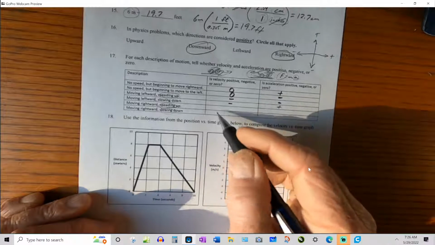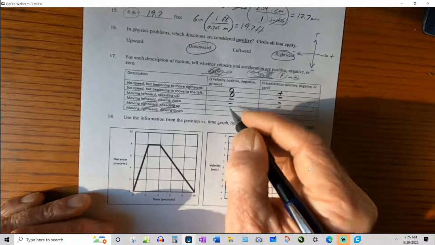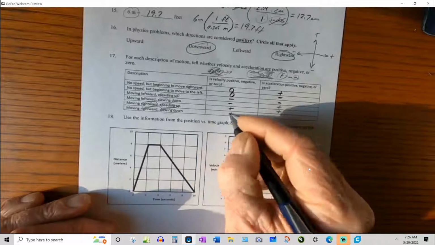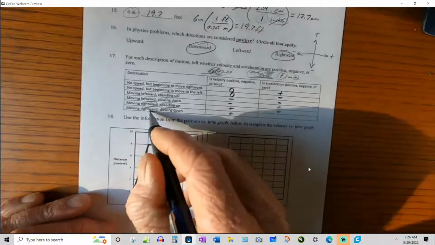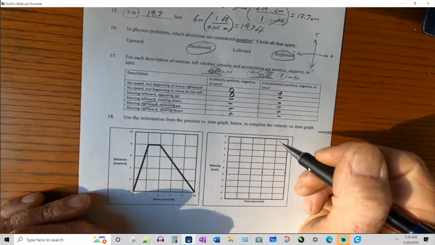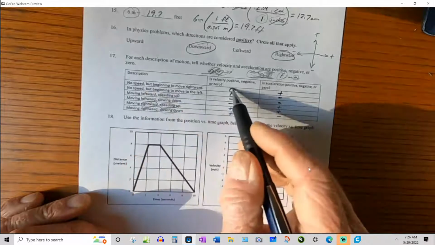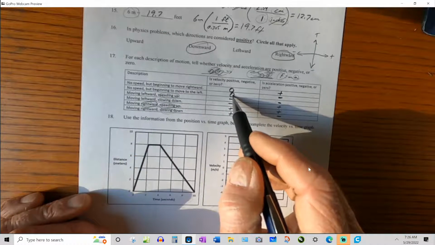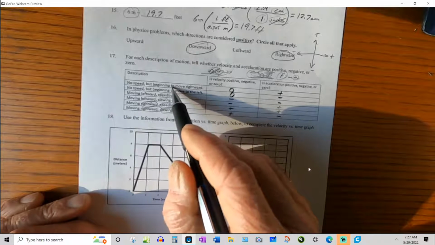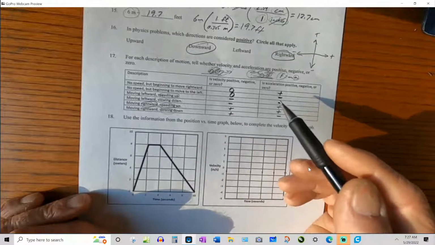Moving rightward, speeding up. Anytime something's speeding up, the velocity and the acceleration are in the same direction. Moving rightward and slowing down, well, the velocity is positive because it's moving rightward, and if it's slowing down, the acceleration is opposite. So just going back over these: if there's no speed, then the velocity is 0. And if there's no speed and something is beginning to move rightward, acceleration is to the right. If it's beginning to move leftward, the acceleration is to the left.